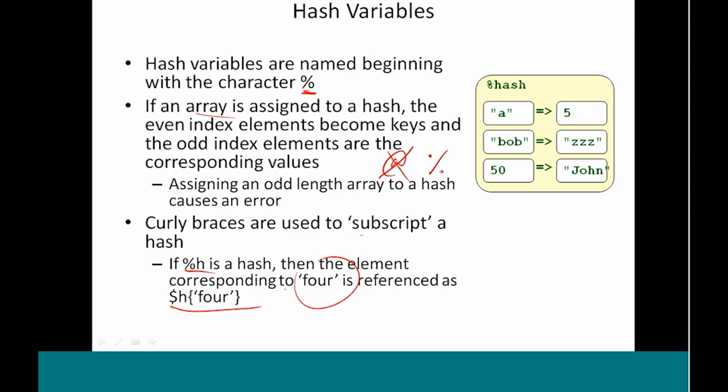So here this is a percentage hash. Essentially, this has 3 elements. This is the key, and this is the value. Another key is Bob, and that value is ZZZ, and then the hash has a key of 50, and the value is John. So look at that, right? The key can be just a character, string, or a numerical value.